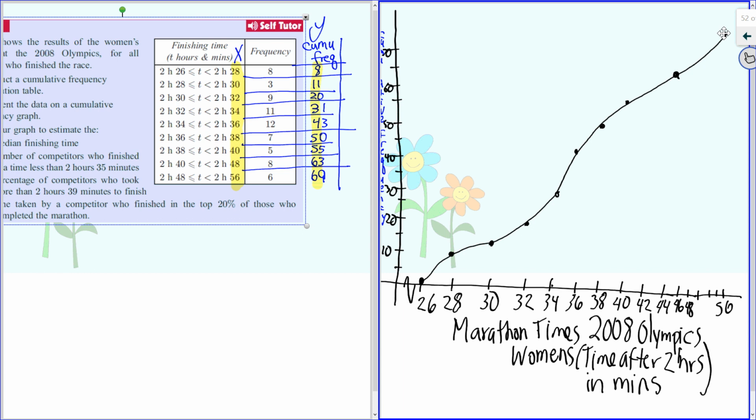And you have to use the second part of the finishing time, because what you say is 69 women ran a time of 2 hours 56 or less. That's why you have to use the second number in the range instead of the first. And the graph always goes up because it's adding.